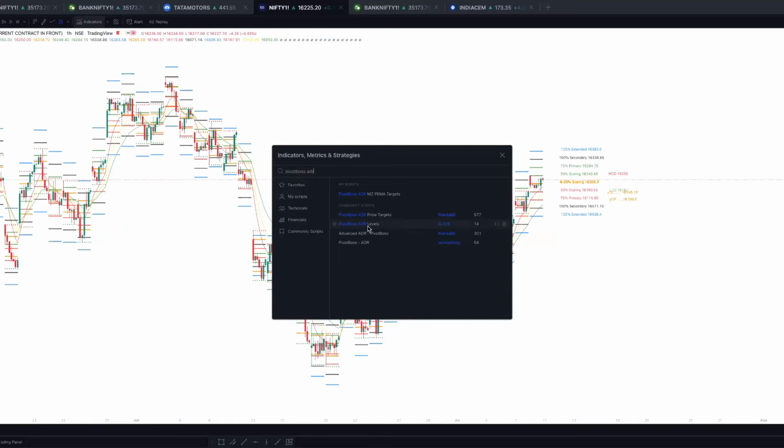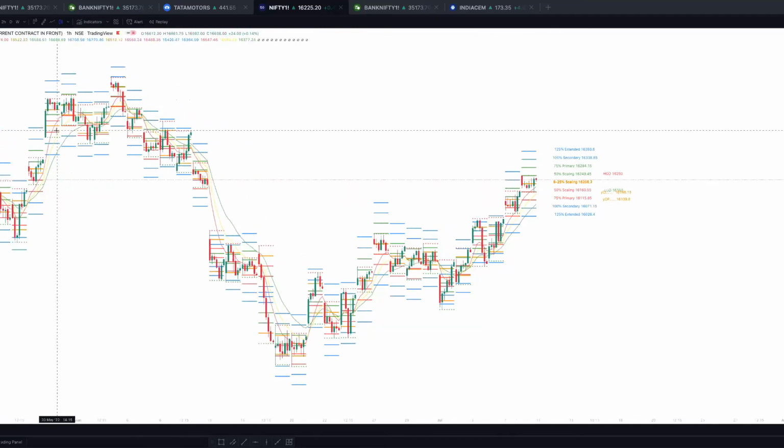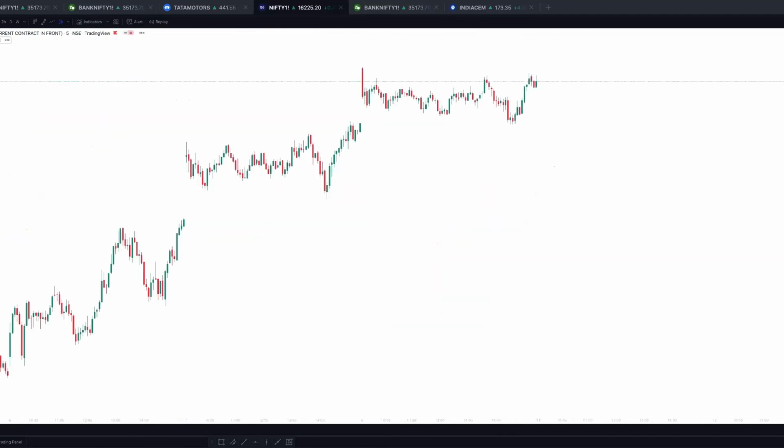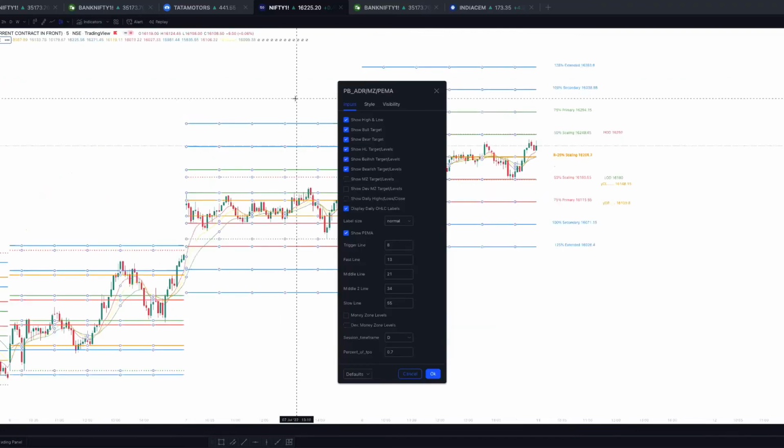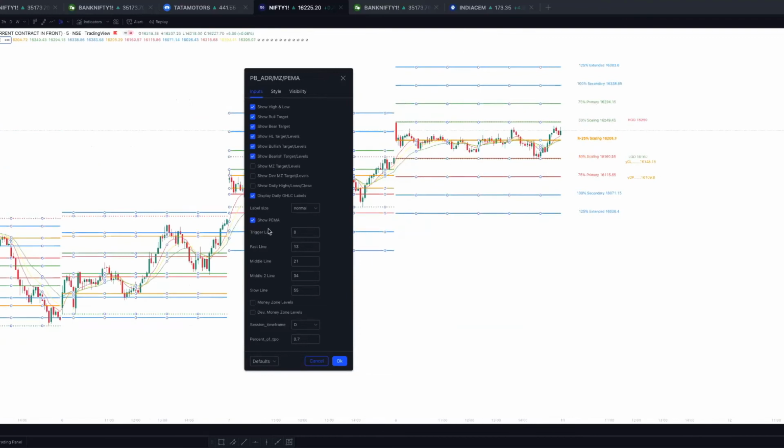Okay, so this is Pivot Boss ADR levels. In this, everything is just the same. Nothing is much changing. When did you publish this, Ganesh? Last month, I think. Good. In this also, it is all the same thing. I have just created the PEMA 8, 13, 21, 34, 55. So based on your analysis, you can keep it short, mid-term, or long-term.